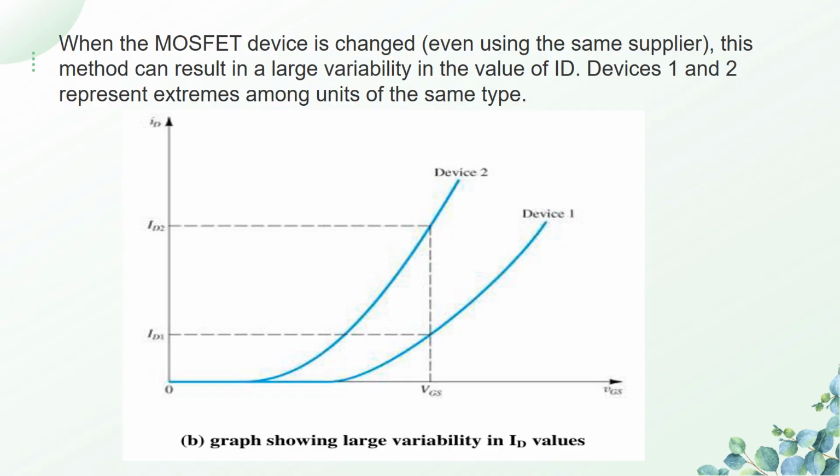Now consider the figure which shows the difference in performance provided by two different MOSFETs of the same manufacturer. Let us consider the same supplier is providing two MOSFETs. When we are operating the two devices under the same conditions, we will have different drain currents. That is represented in this figure.